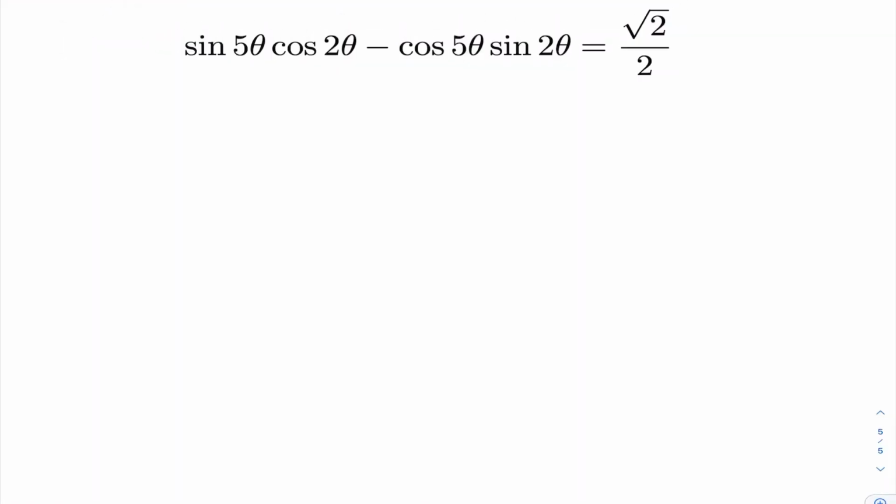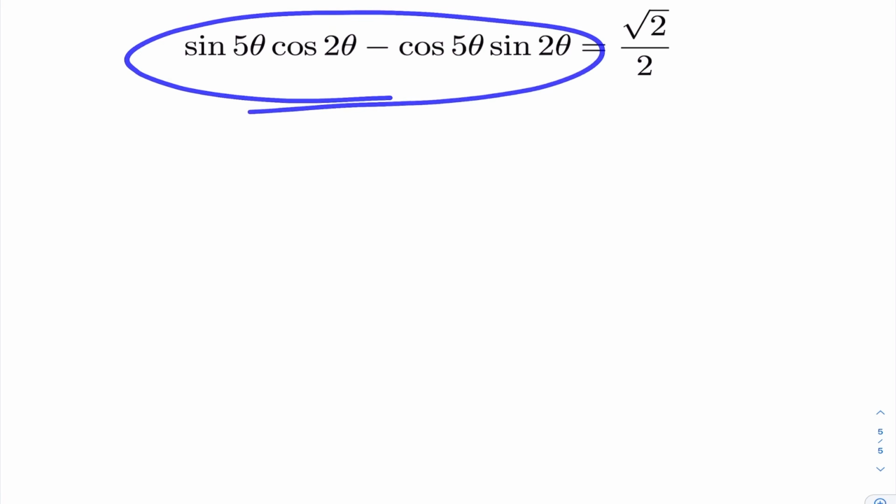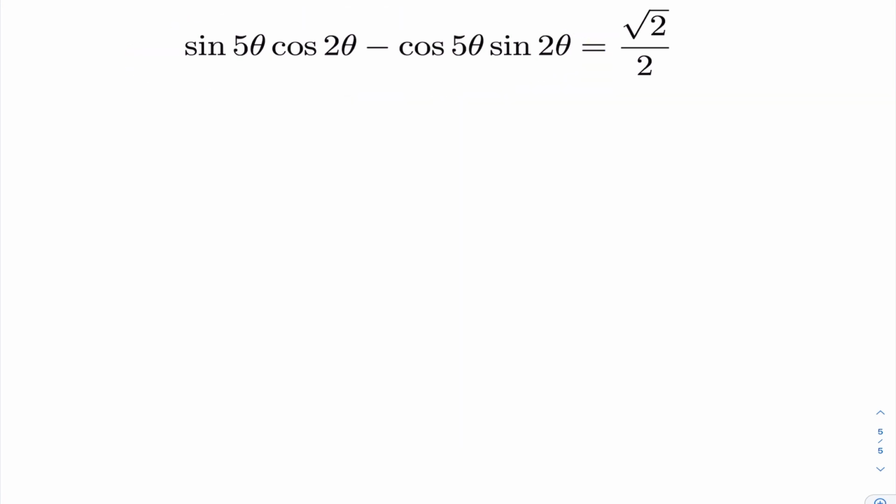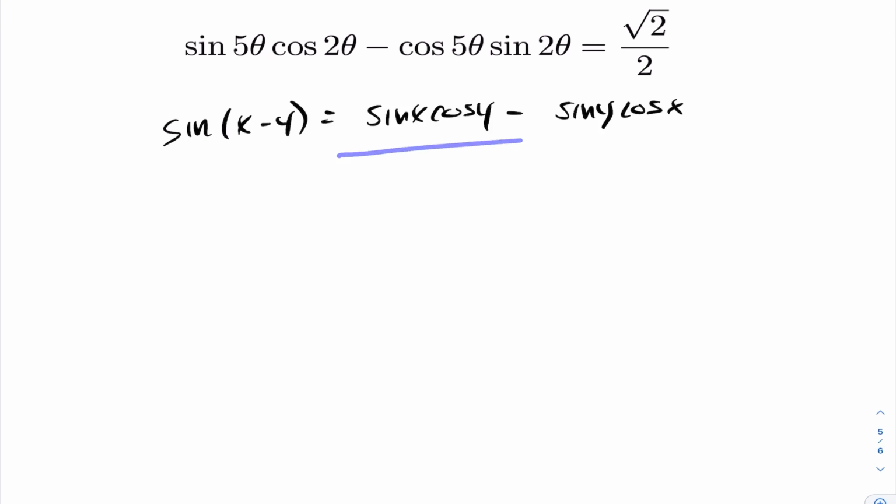In the final example here, we want to take a look at the following. We want to solve this trig equation. In this one here, they want you to recall your compound angle formulas, and we make the observation that the sine of x minus y, if you recall, is equal to sine of x cos of y minus sine of y cos of x. That's exactly what we have here. Your x here is going to be 5 theta, and your y here is going to be 2 theta.